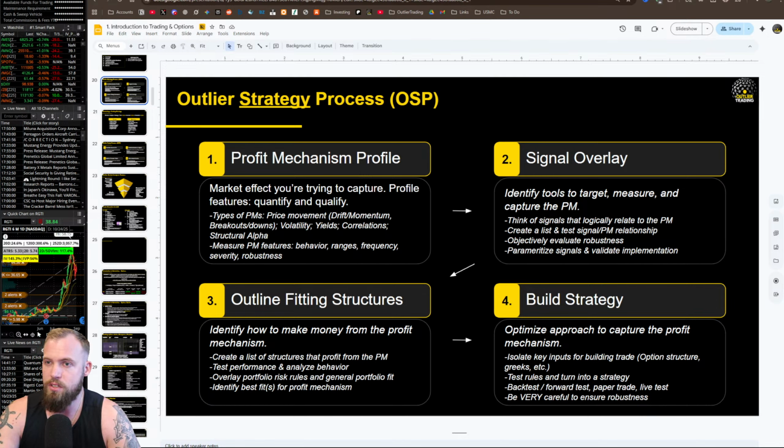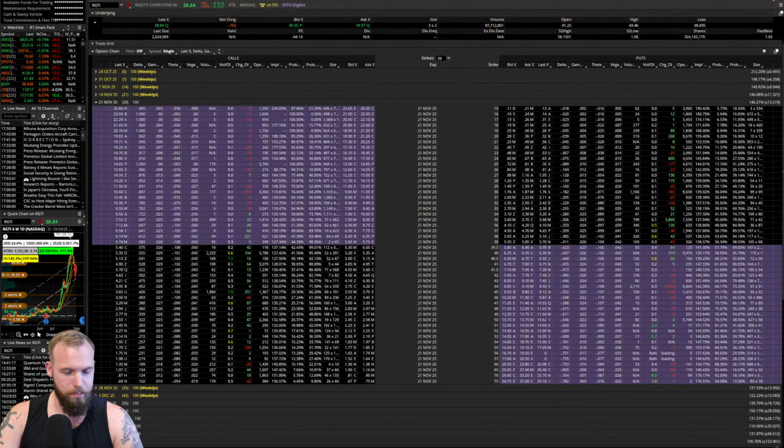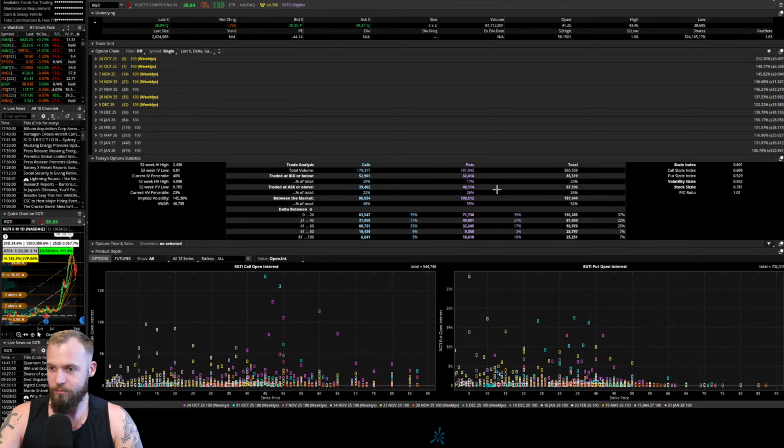So let me see really quick. I'm going to look up what a zebra is. I'm going to ask ChatGPT, what is a zebra call spread? I'm assuming it's a spread of some sort. Oh, man. It's literally a back ratio. Got it.